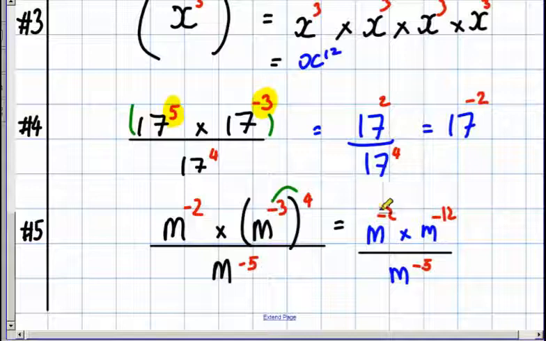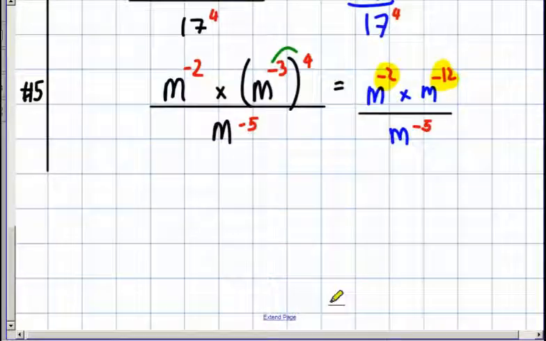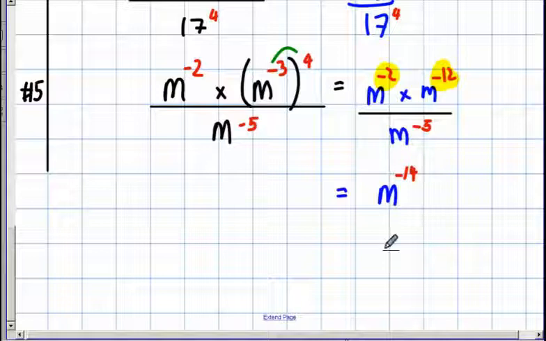Now, when you multiply, you add the powers. Minus 2 minus 12, added together, is minus 14. It becomes even more minus. So we've got m to the minus 14 divided by m to the power of minus 5.